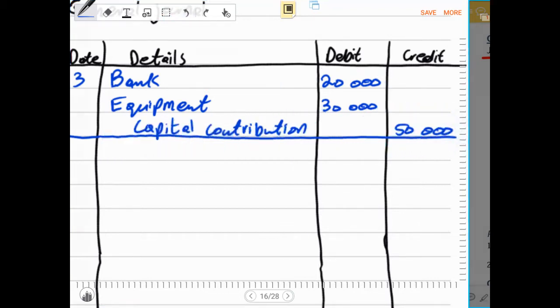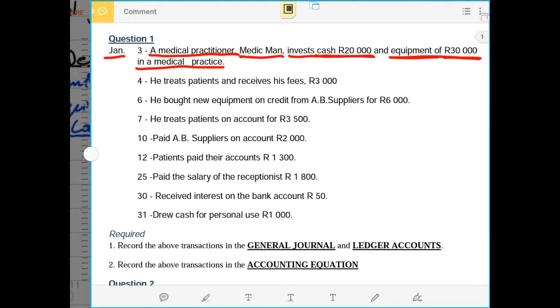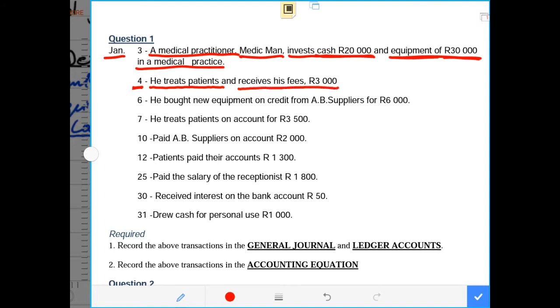Then we go to the second transaction, which is on the 4th day of the month of January. It says that he treats a patient and receives his fee of 3,000. Remember, this business is a medical practice. So now that means the owner receives money through the treatment of patients. Whenever he treats a patient, the patient will give him money, and that is his source of income because he is a medical practitioner. So now he treated a patient, and after treating the patient, the patient gave him a fee of 3,000.